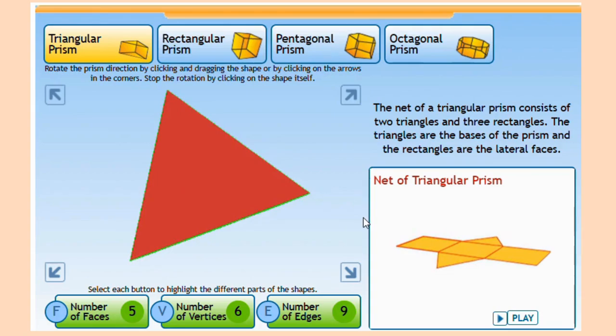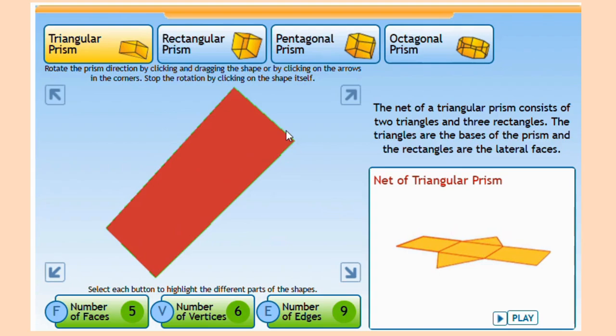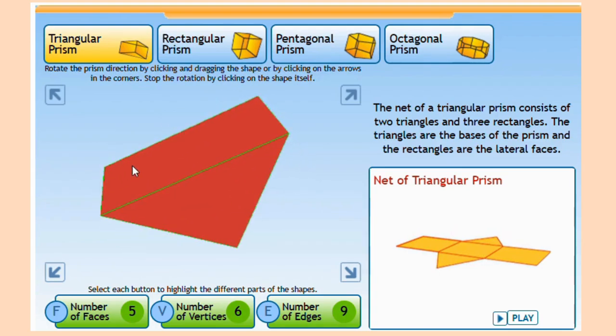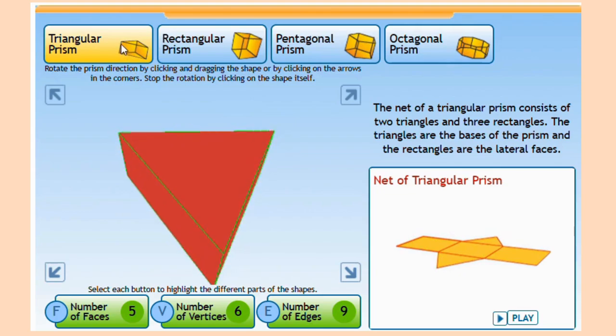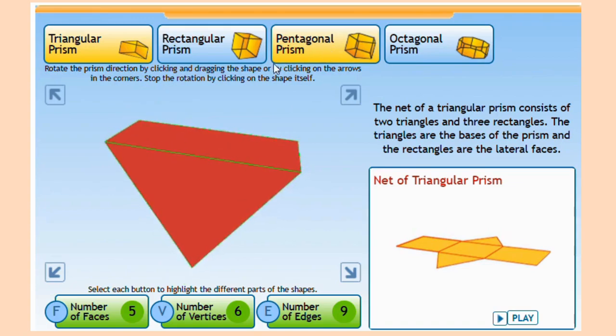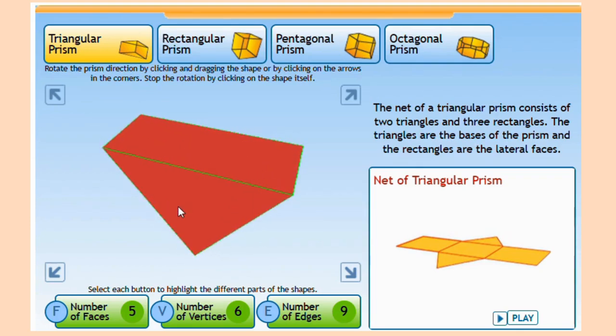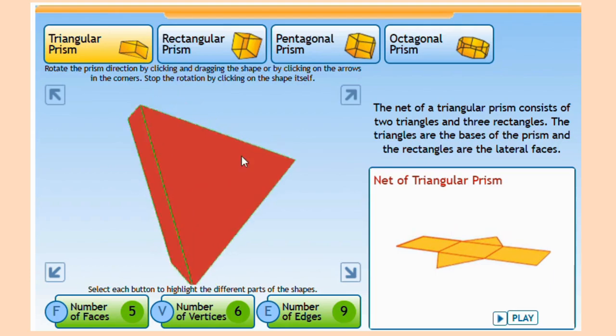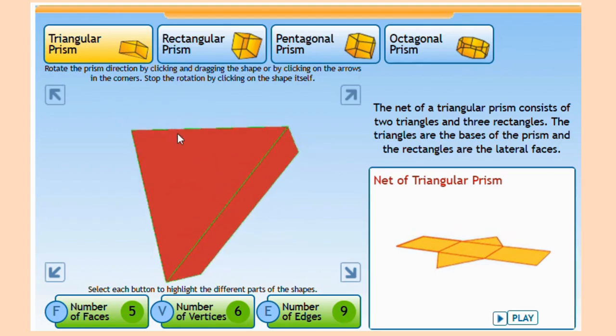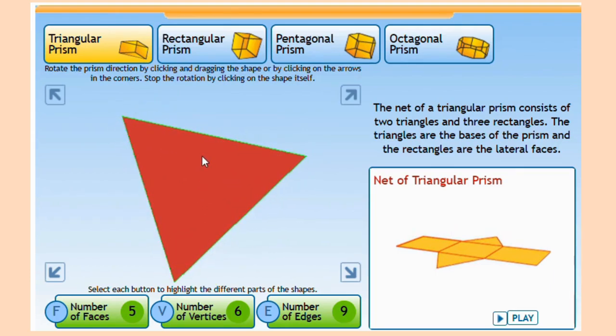of the same kind, and those two shapes are connected with rectangles. It is called a prism. This triangular prism has five faces because it has two triangles, and each of the sides of the triangle is connected with a rectangle. So there's one, two, three rectangles connecting the two triangles.